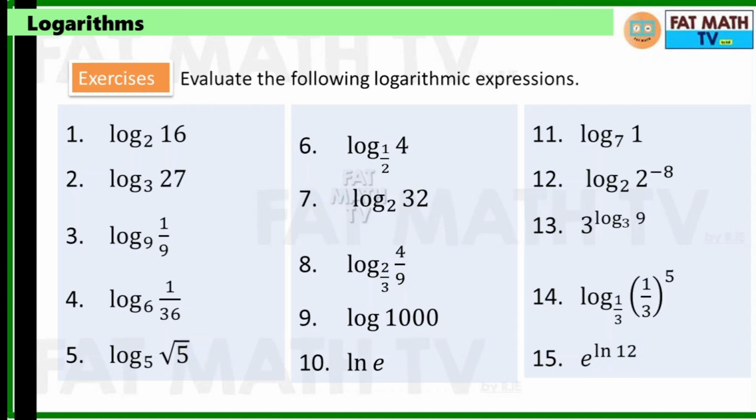Okay, try the following exercises. Number 1, you have logarithm of 16 to the base 2. What should be the exponent of 2 to get 16? Number 2, logarithm of 27 to the base 3. Number 3, logarithm of 1/9 to the base 9. You can answer all of these. You can pause the video and answer all of the items. Number 4, logarithm of 1/36 to the base 6. Number 5, logarithm of the square root of 5 to the base 5.